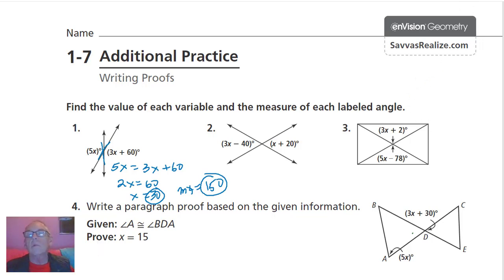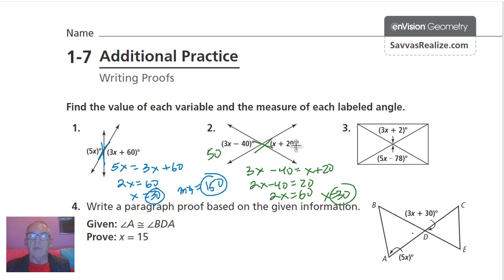Okay, for number two, here we have a pair of vertical angles again. So 3x minus 40 is equal to x plus 20. Take x away from both sides. 2x minus 40 is equal to 20. Add 40 to both sides. 2x is 60. x is going to be 30 again. Now if x is 30, 3 times 30 is 90. 90 take away 40 is going to be 50. If we check the other side, 30 plus 20 also gives us 50. So the measure of the angle is 50 and x is 30.